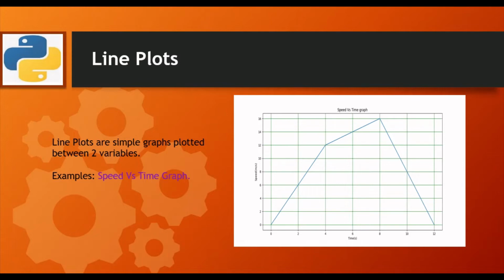The first one is the line plot. So line plots are the basic graphs that are plotted between the two variables. For example, in the given slide, the graph has been plotted between speed versus time. The x-axis shows the time, the y-axis shows the speed, which is in meter per second. So the graph is plotted between these two variables. So this is the simple type of plot that is used in Python.